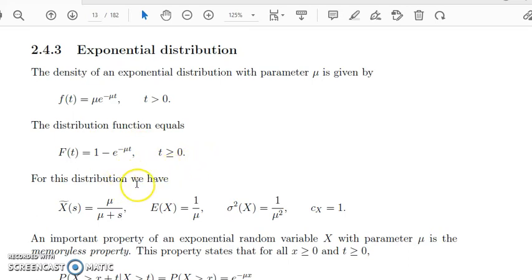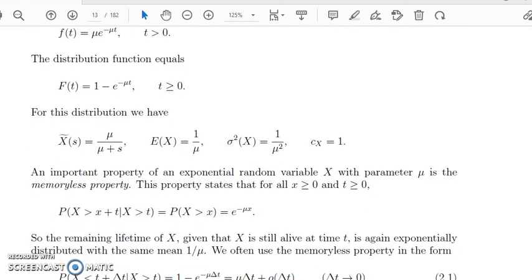For this distribution, we have the Laplace-Stieltjes transform to be equal to mu over (mu plus s). The expected value of X is 1 over mu. The variance, sigma squared, is equal to 1 over mu squared, and the coefficient of variation is 1. That's for the exponential distribution.